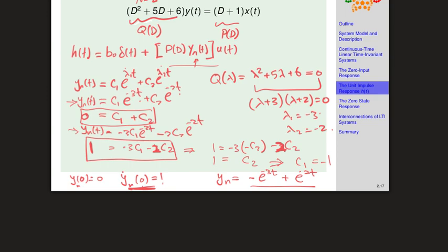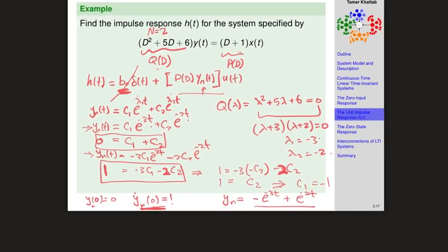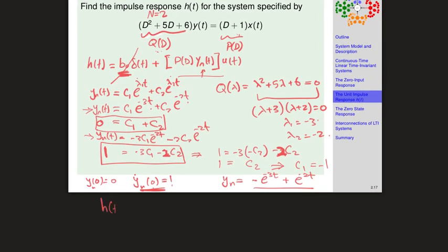So again, for this situation, before plugging in the yn, what's the value of b0? The order of p(D) is smaller than the order of q(D), right? So this means that b0 is 0. So this term disappears, right? So we remain with h of t equal to p of D, that's the derivative polynomial with respect to the input, multiplied by yn. What's yn? Minus e to the minus 3t plus e to the minus 2t, right? And then the whole thing is multiplied by unit step of t.